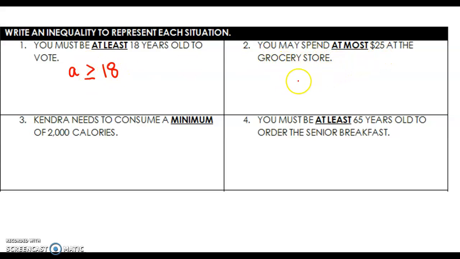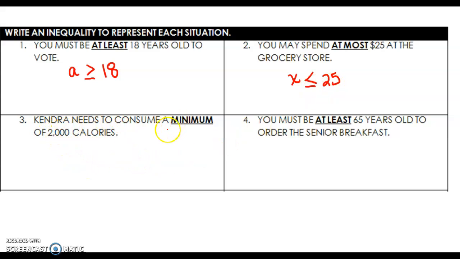You can spend at most $25 at the grocery store. So what I spend at the grocery store has to be at most $25. What does that mean in terms of an equal sign? Does it mean I can spend more than $25, which would be a greater than sign, or less than $25? Well, it means less than. Now think to yourself, can it be $25? Can I spend $25? Yes, I can. So that's the less than or equal to. The amount I spend at the grocery store has to be less than or equal to 25.